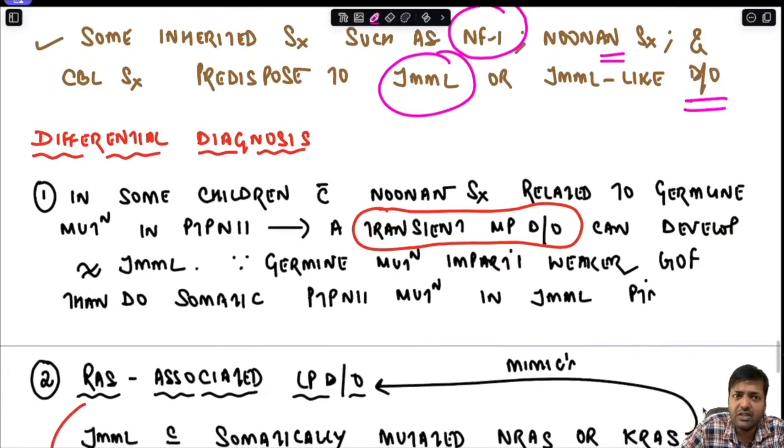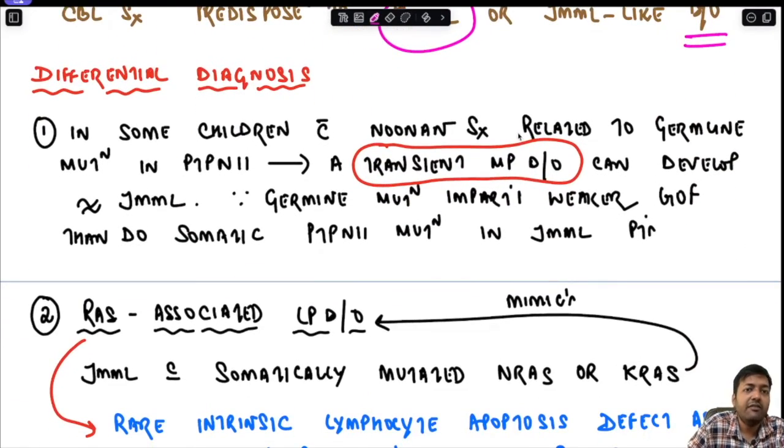Now coming to the differential diagnosis, the first important differential diagnosis, as I told you, is that in some children, not all children, remember, in some children, a few cases associated with Noonan syndrome, which is related to germline mutation in PTPN11.